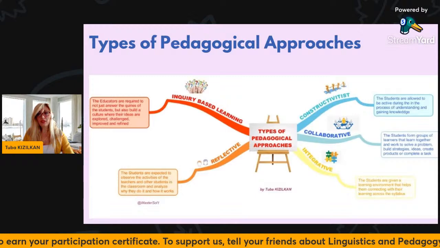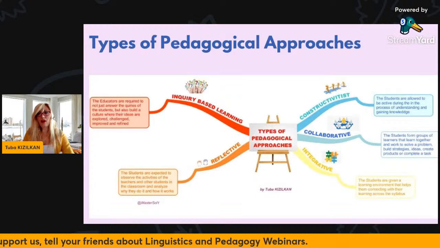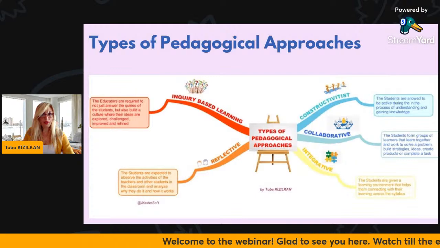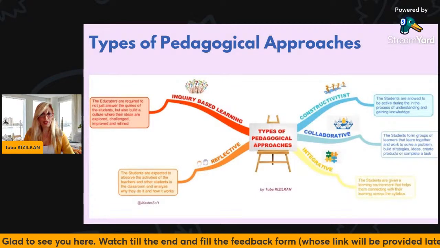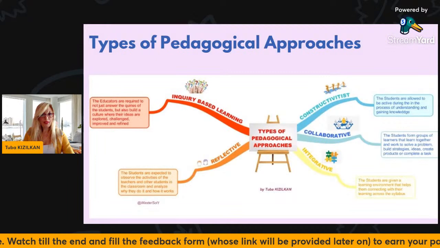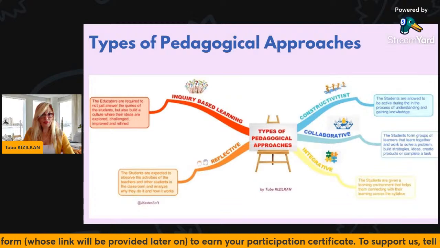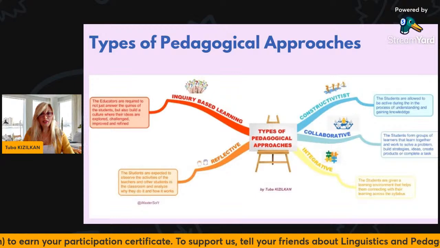So the integrated approach here is between the other components and the other subjects within the syllabus. Also, we have the reflective one. The students are expected to observe the activities of the teachers and other students in the classroom and analyze why they do it and how it works. So they're kind of acting reflective, and they have the opportunity to analyze and observe each other.